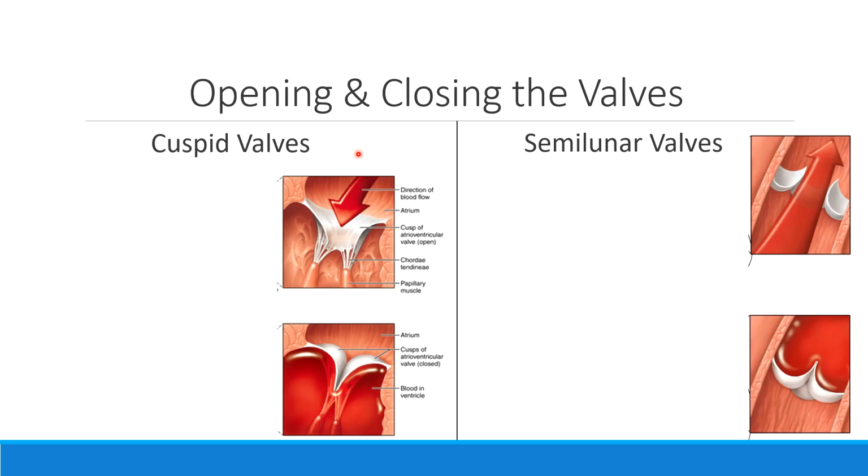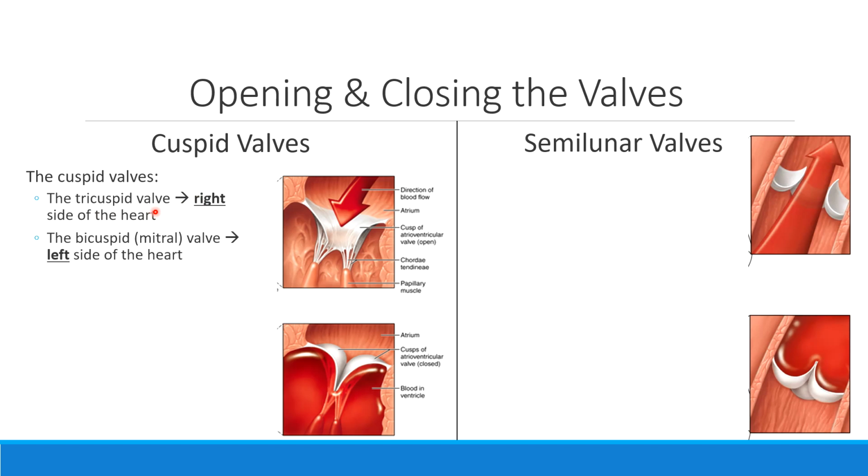When we talk about how these valves open and close, they work a little bit differently from each other because their structures are different. So let's start with the cuspid valves. Remember that the cuspid valves are the tricuspid valve, that's on the right side of the heart, and the bicuspid valve, which we find on the left side of the heart. These two cuspid valves are going to open when the blood that is above them, or in other words, in the atria, push down on them.